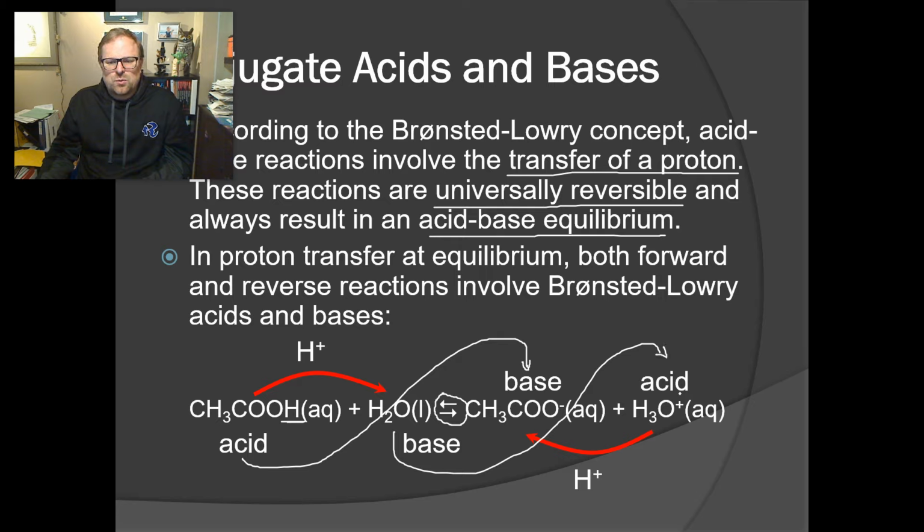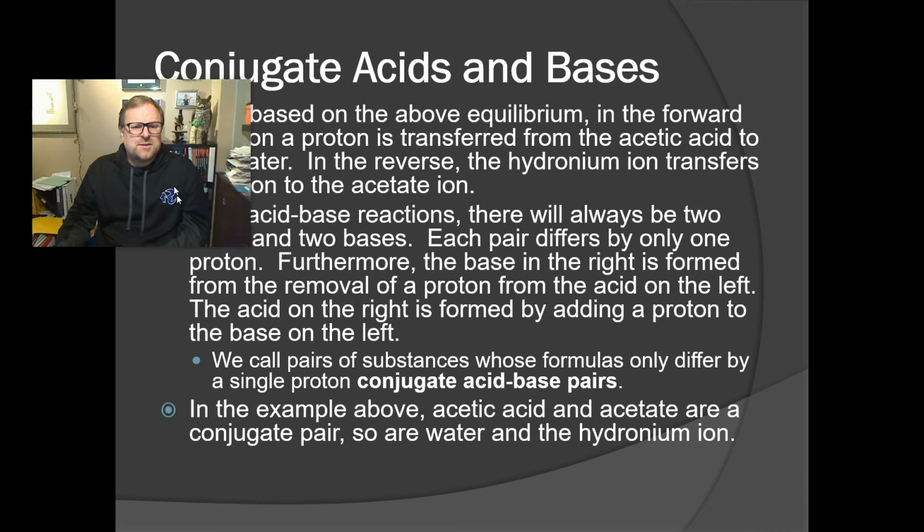So if we're reading this in the reverse, then the hydronium ion is now the acid, which transfers a proton to the acetate, which brings us back to here. This is the acid with its conjugate base if we're reading in reverse. This is the acid with its conjugate base if we're reading in the forward reaction. Hope that makes sense. Okay, so those are conjugate acids and bases.